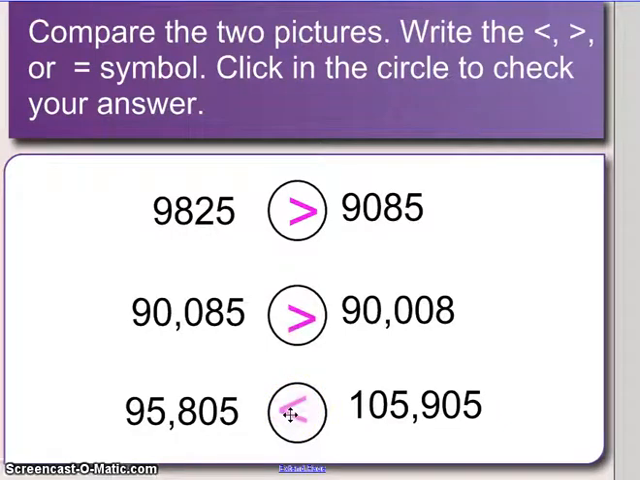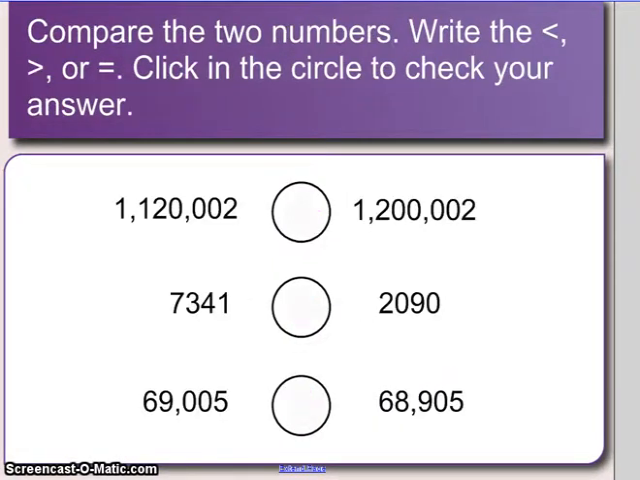You should also practice reading these numbers. So 9,825 is greater than 9,085, and 90,085 is greater than 90,008, and 95,805 is less than 105,905. Please practice reading numbers as well. Being able to read, write, and speak large numbers is very important. Let's move on to our next screen.